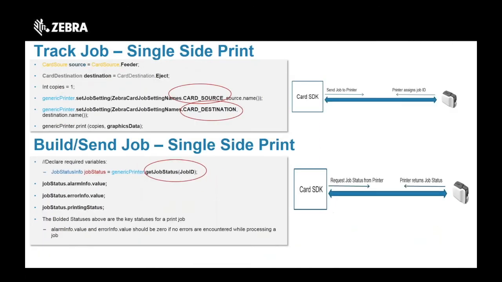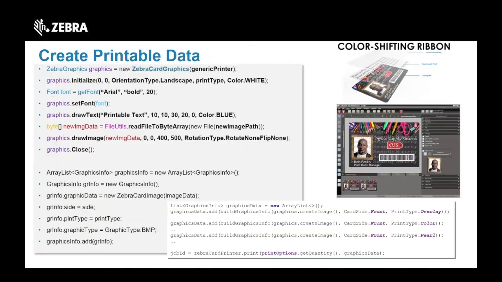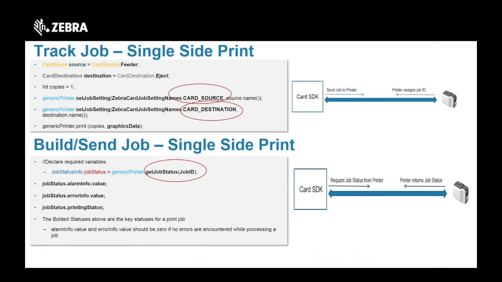Okay, let's do the last portion of this. We want to track the job. So we want to define basically where we want to put the card and where we want the card to end. So we want to define the source. In this case, it's the feeder, and we want to define the card destination. That will be the eject portion of this.